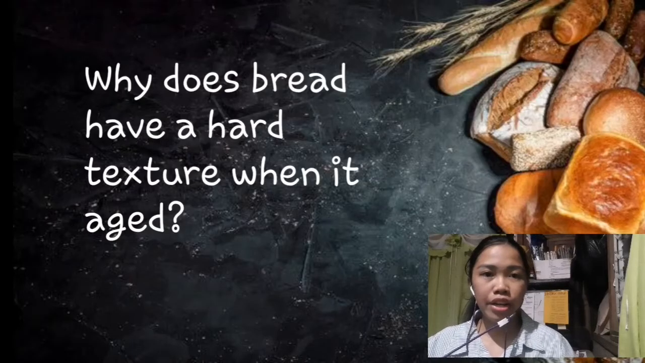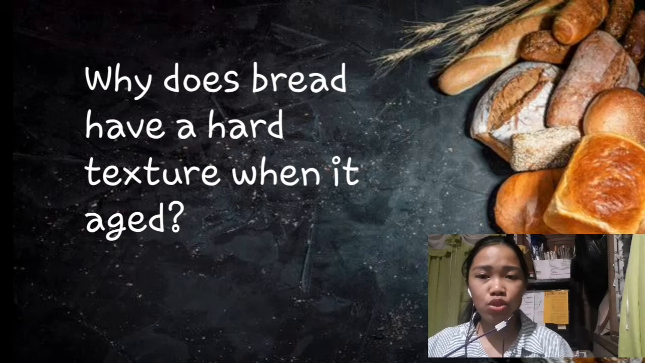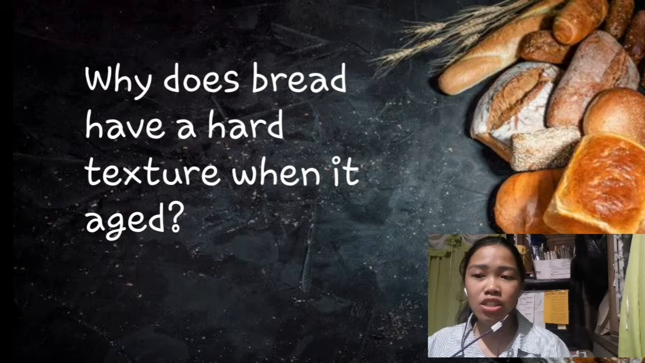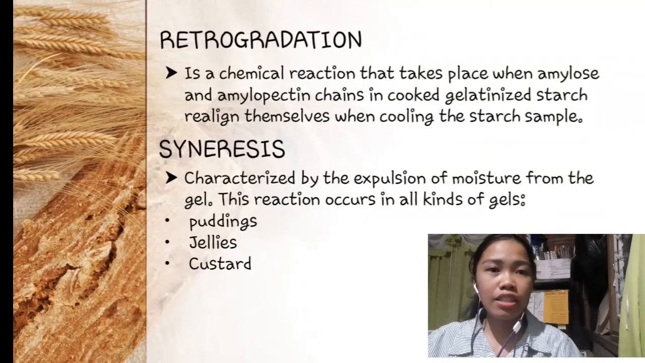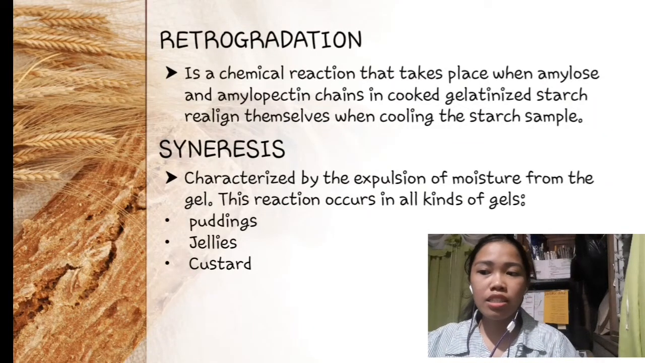Why does bread have a hard texture when it ages? We have probably eaten a 3-day-old bread, and as we observed, aged bread has a hard and dry texture, and retrogradation and syneresis are the properties responsible for this phenomenon. But first, let's define what retrogradation and syneresis are.